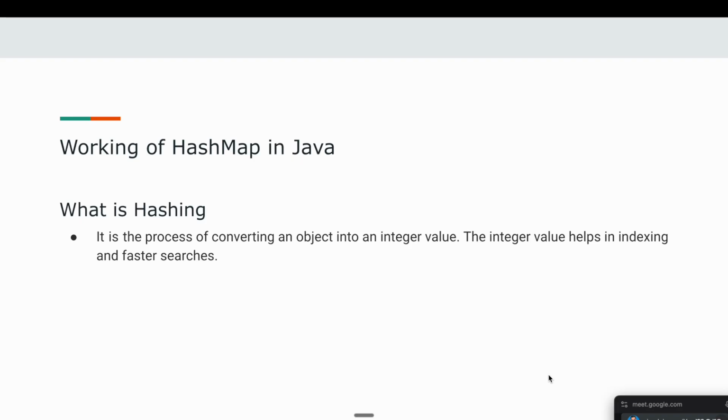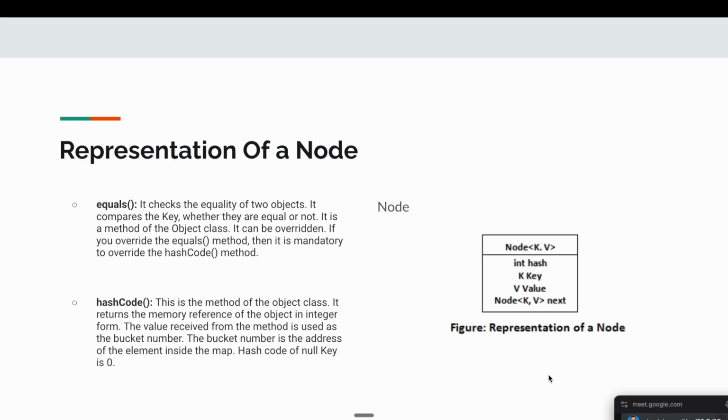because we know the index of the value, we directly go to that index and find the value based on the index. That we will be discussing here now in detail: how it works, what it does internally, how it looks, those kinds of things.